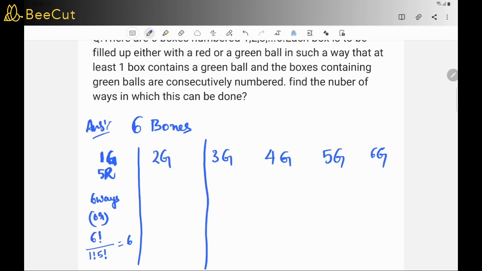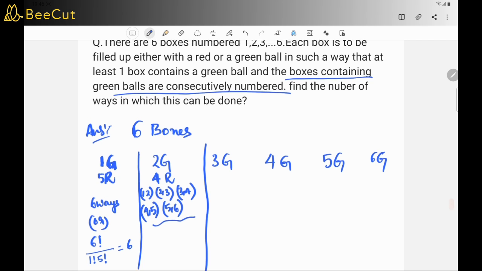Now case 2, assume that there are 2 greens followed by 4 red. Because these greens are to be placed in such a way that the boxes containing the greens are consecutively numbered, they can be placed in box 1 and 2, box 2 and 3, box 3 and 4, box 4 and 5, or box 5 and 6. So there are 5 ways in which this can be done.